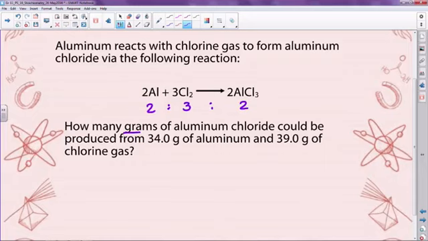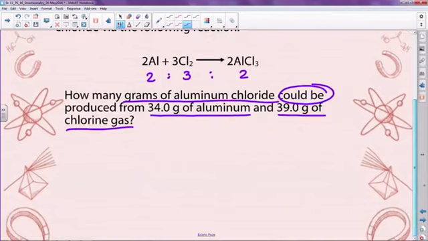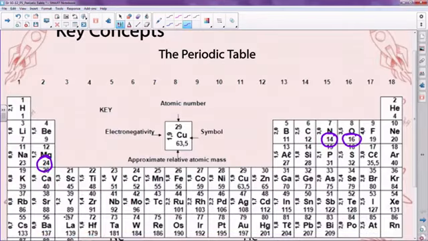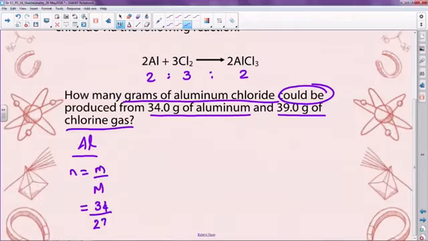The question is how many grams of aluminium chloride could be produced from 34 grams of aluminium and 39 grams of chlorine. Okay, this is the trick here. The ratio is important. I need to work out moles of both. So I'm going to start with the aluminium. Moles equals mass over molar mass. It's going to be 34 divided by, let's have a look here, periodic table. Aluminium is 27. So, 34 divided by 27.